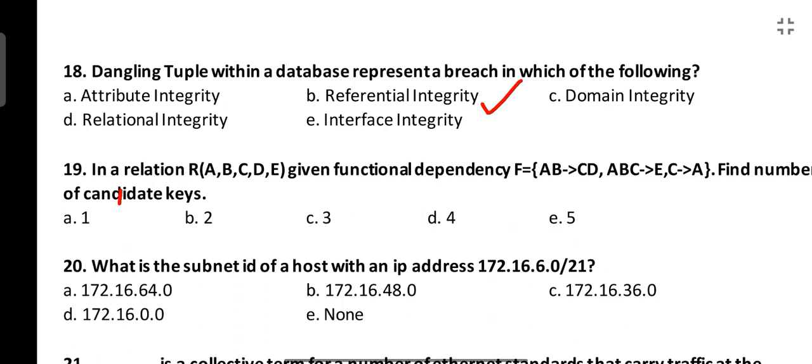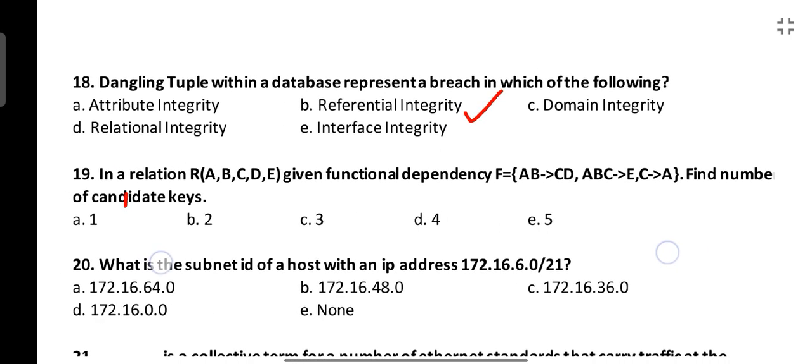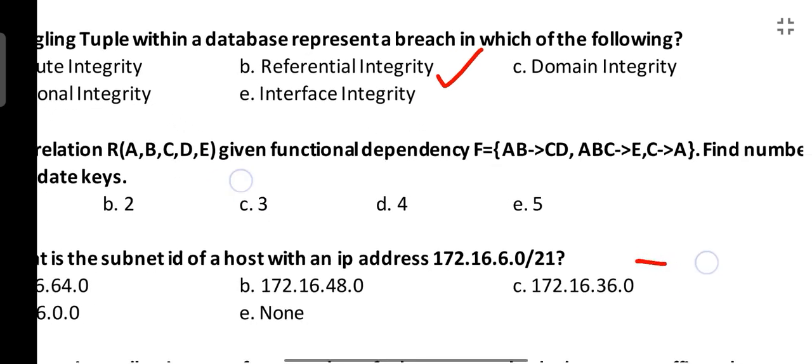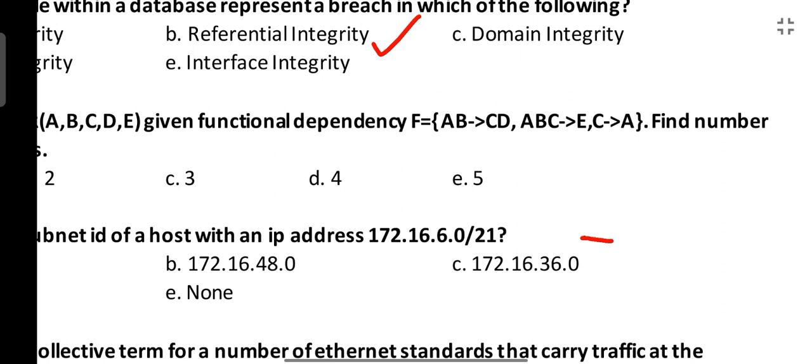And 19th is: in a relation, functional dependency is given: A, B, C, D; AB, C is deriving E; C is deriving A. Find the number of candidate keys. Okay, we have discussed it many times, but let's again see how we have to solve this. Firstly, we have to look into the right hand side of the dependencies and see what is not present. We have 5 attributes A, B, C, D, E. A is present, E is present, C, D is present. So the only thing which is not present is B. That means B will definitely be part of the candidate key.